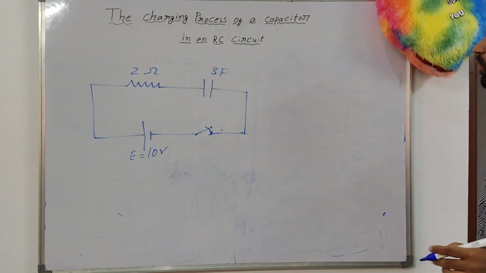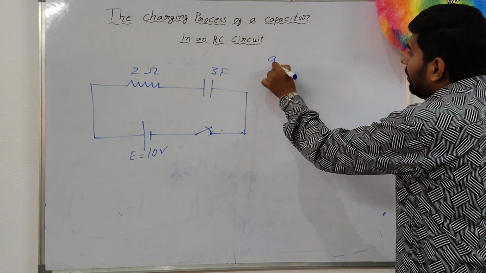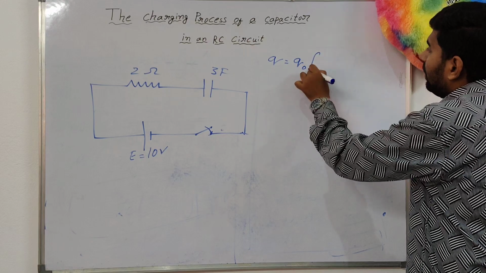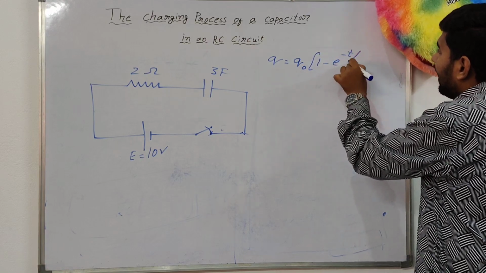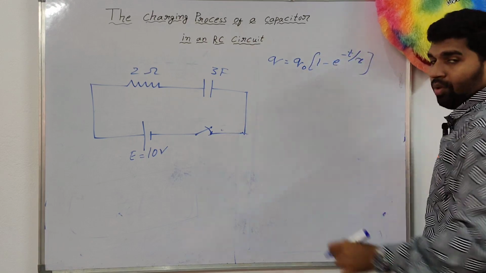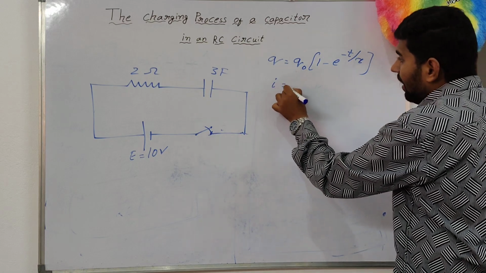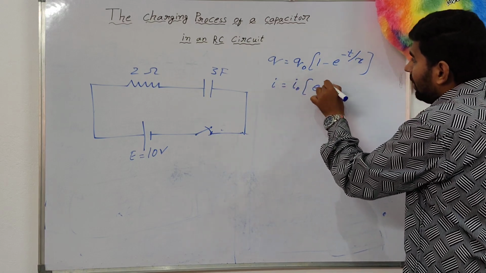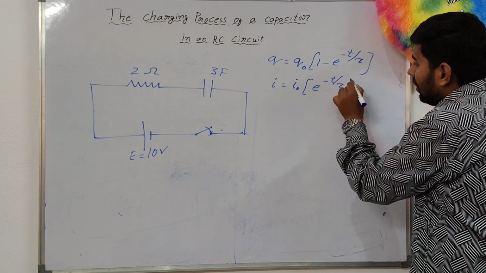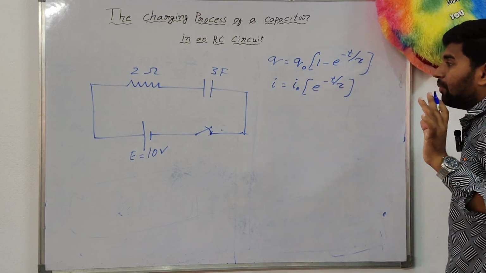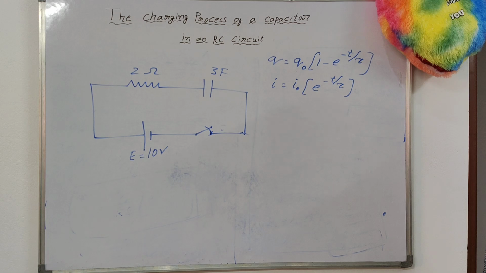Now, by using those two formulas, what is the first formula? Q is equal to Q naught into 1 minus e power minus t by tau. Or the other formula, the current formula, I is equal to I naught into e power minus t by tau, where tau is the time constant. Is that clear?